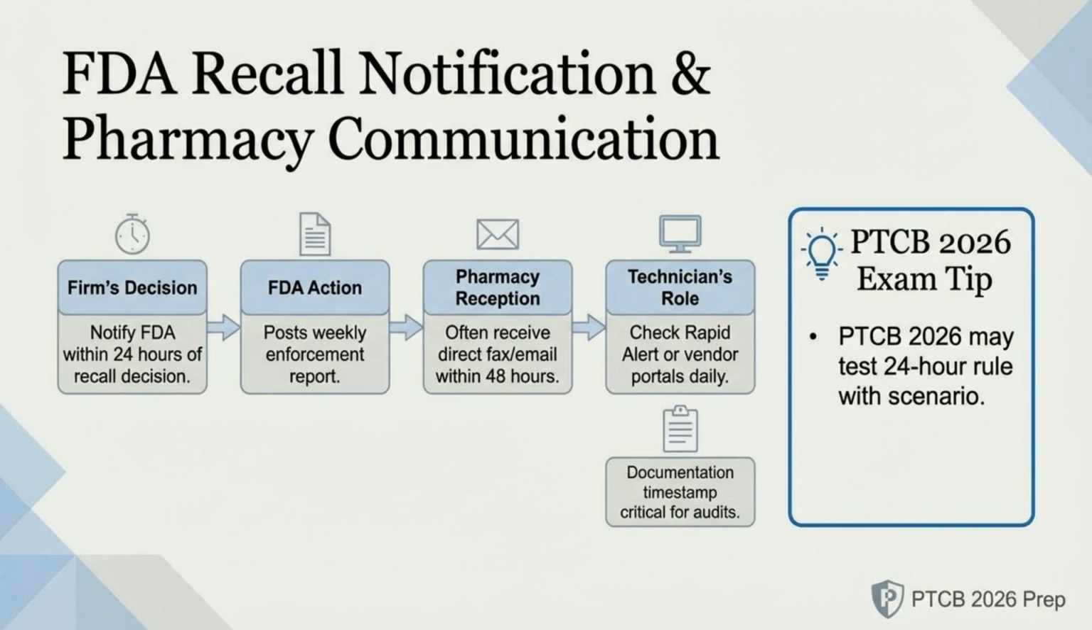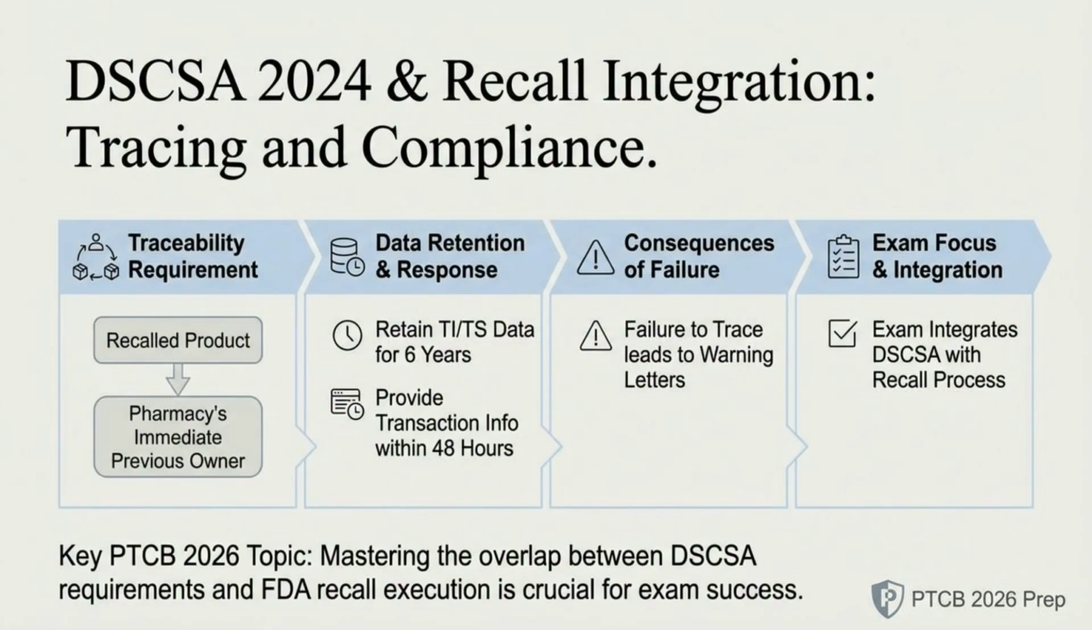The technician's role includes checking rapid alerts or vendor portals daily, with documentation timestamping being critical. The DSCSA 2024 strengthens product traceability. Pharmacies must retain transaction information and history data for 6 years and provide transaction information within 48 hours upon request. Failure to trace can result in warning letters.